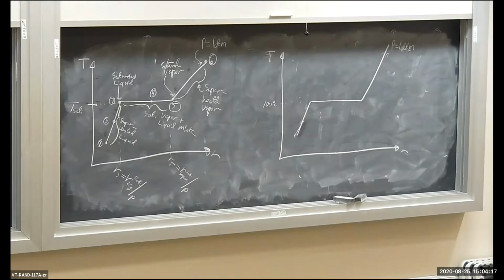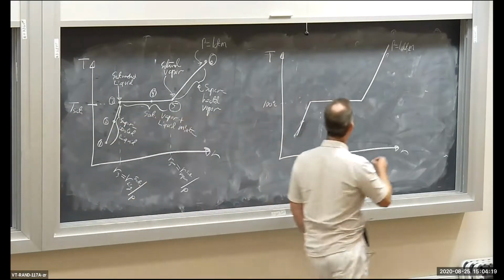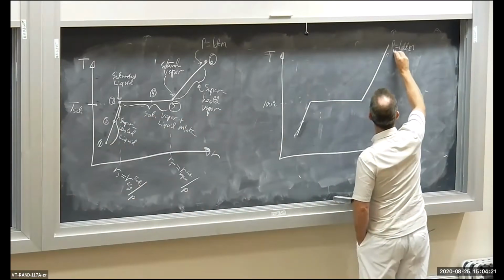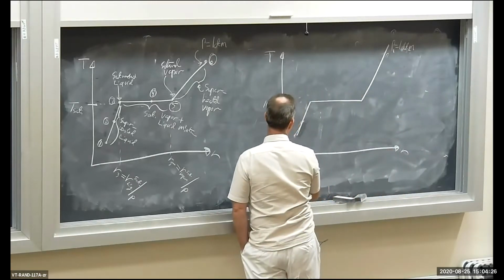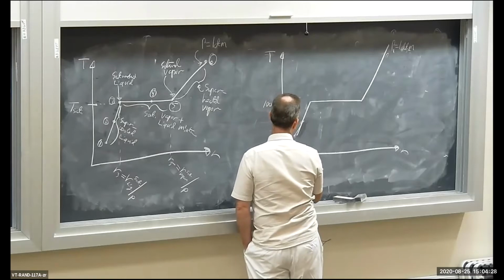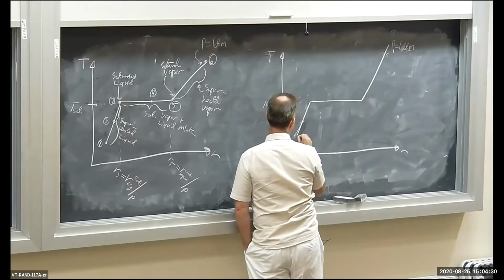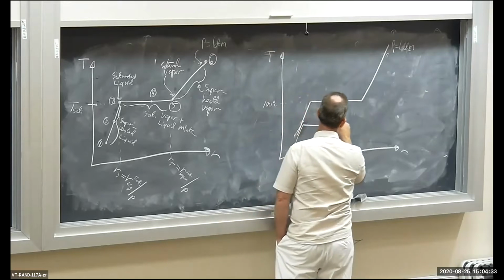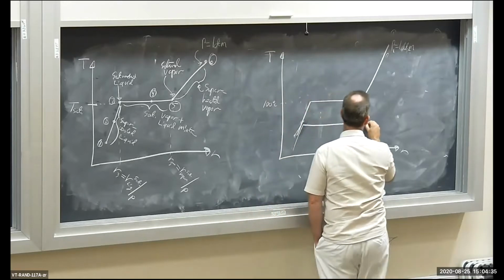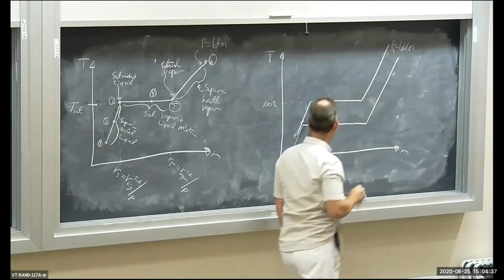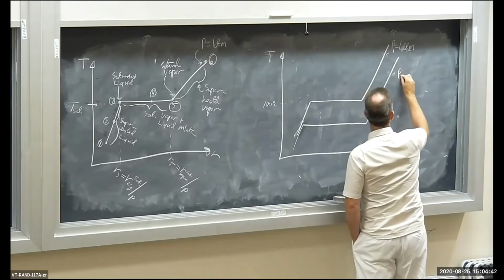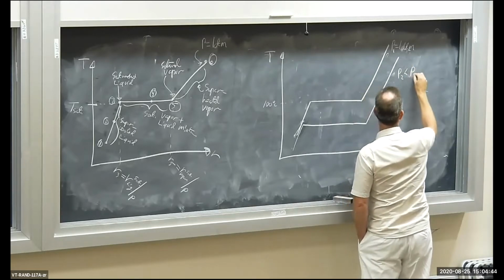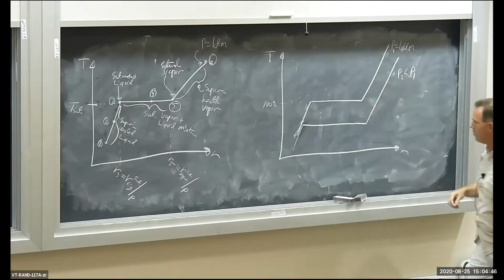So if I rerun the experiment at a lower pressure, so let's say this is P1, I will get the following. It looks something like this, and then it starts to boil at a lower temperature. So this is P2, which is less than P1. Lower pressure, lower boiling temperature.